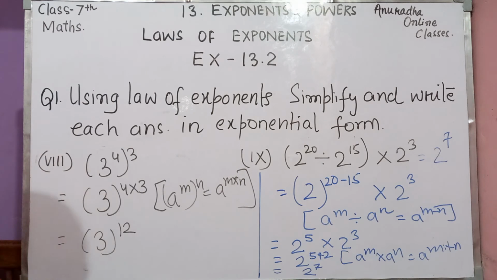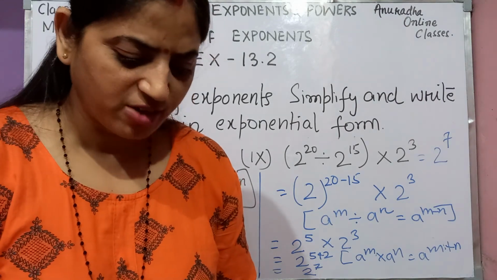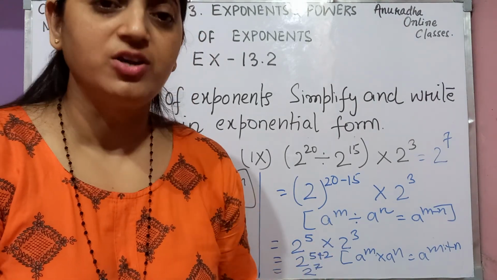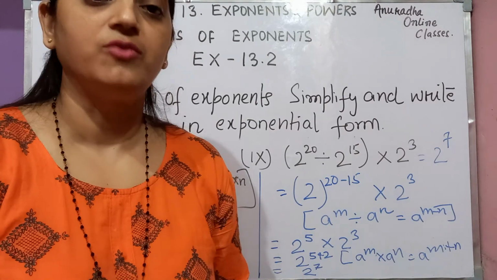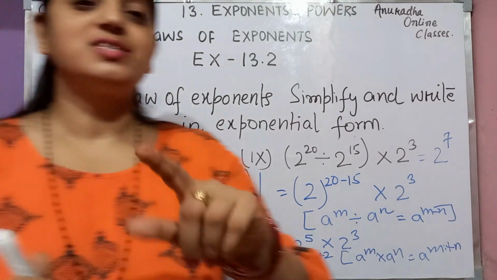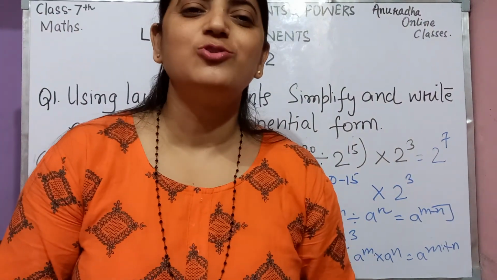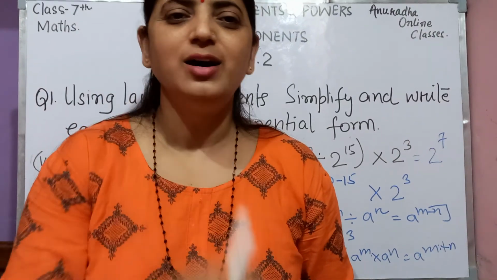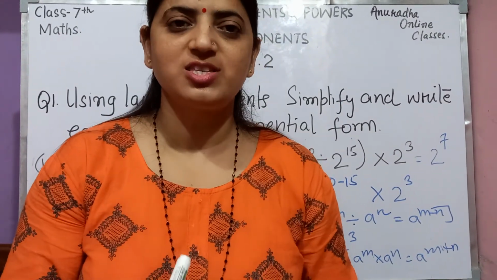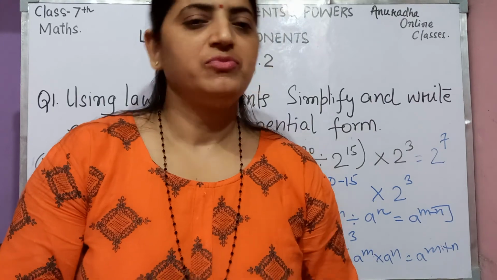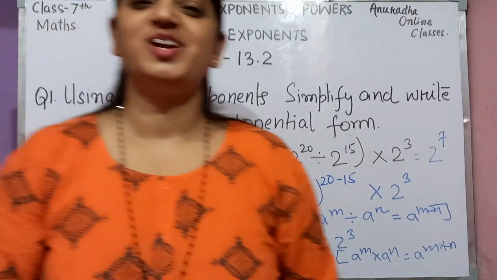Right? So children, in this way you have to do the question. One question is left, one part is left. Or you can do it by yourself, that is 8 raised to the power t divided by 8 raised to the power 2. Okay, means division is there. That means what you have to do? You have to subtract the powers. Why? Because division is there and bases are same. So in this way we have completed question number 1.